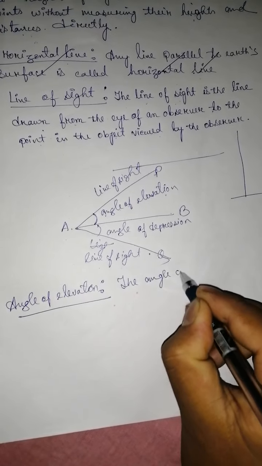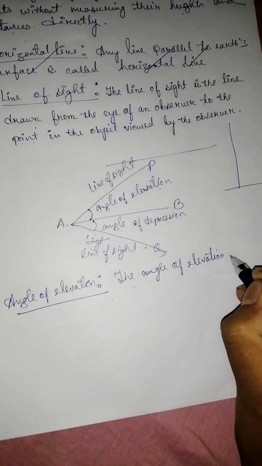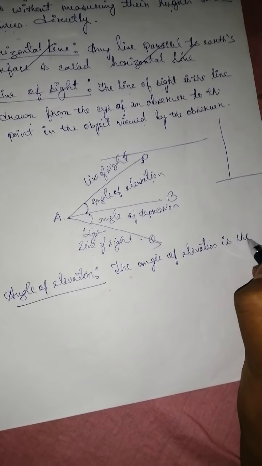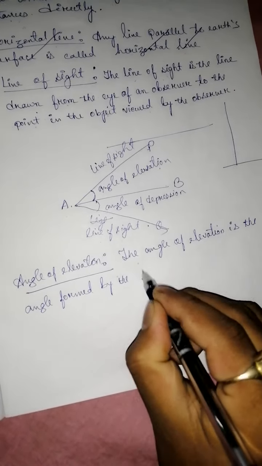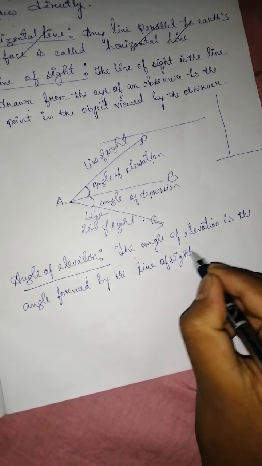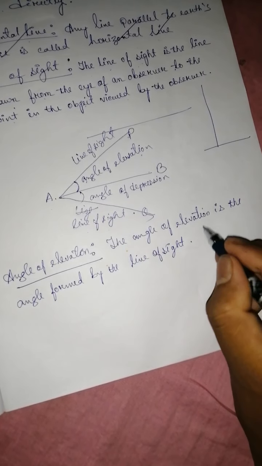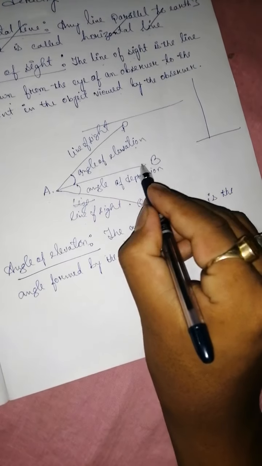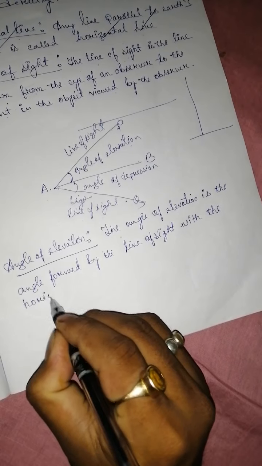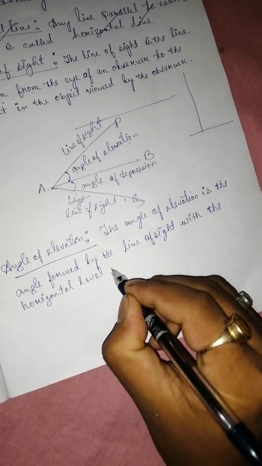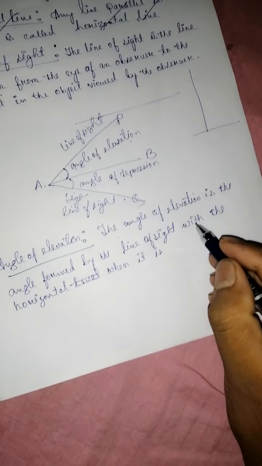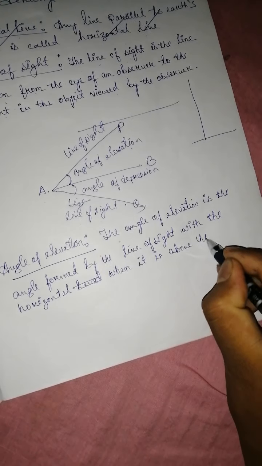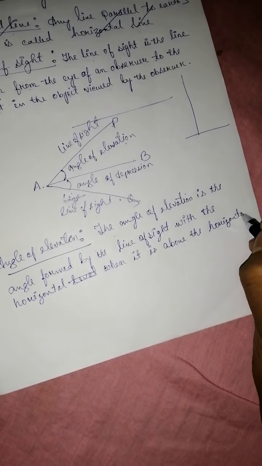The angle of elevation is the angle formed by the line of sight with this horizontal level when it is above the horizontal level.